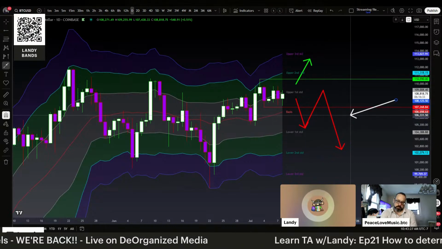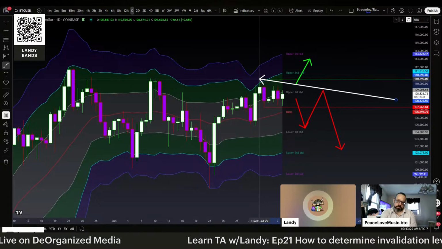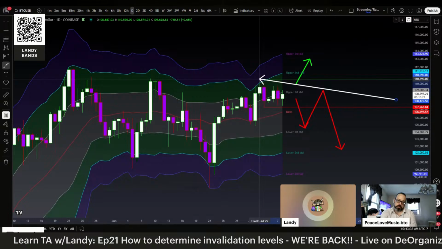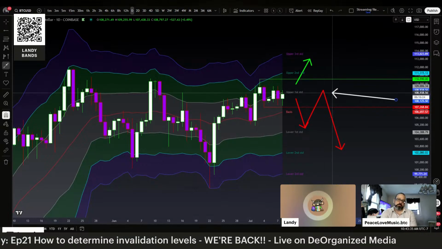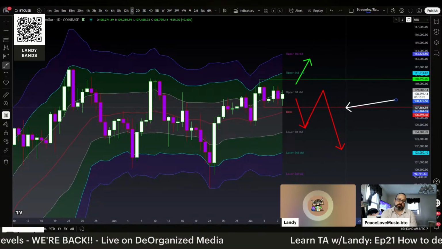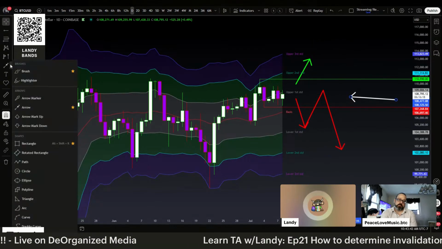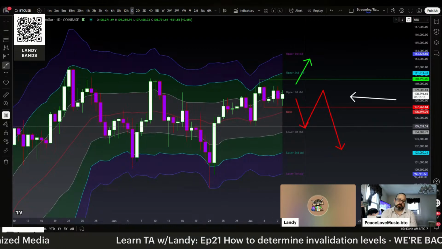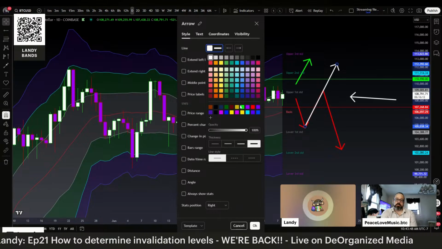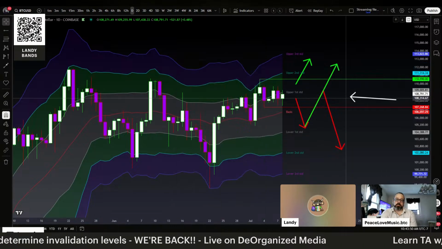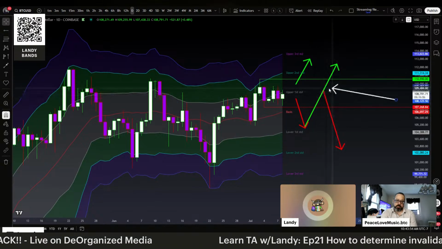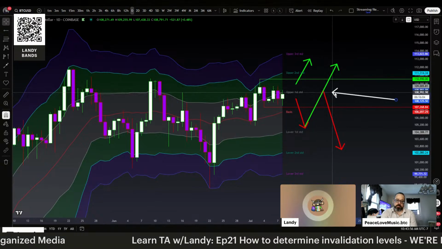And your invalidation would be taking out the most recent high, because then you'd be going from a lower low to a higher high. So invalidation of a thesis of a trend change and a trend reversal setup forming would be if we saw something like this occur, and that would invalidate your thesis that a downtrend might start to form.